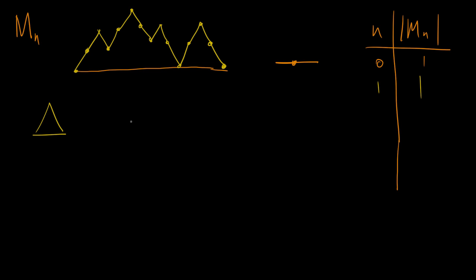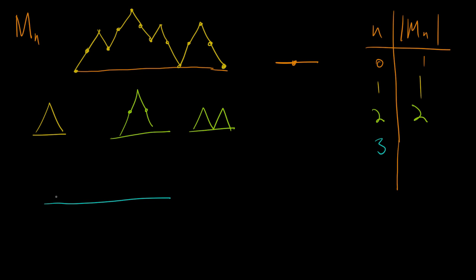Let's say you can go up twice and down twice. Well, so now you can go up, up, down, down, or you can go up, down, up, down. So if n is 2, and you have 2 ups and 2 downs, then there are 2 ways of doing it. You're probably seeing a pattern by now. Let's see what happens when n is 3.